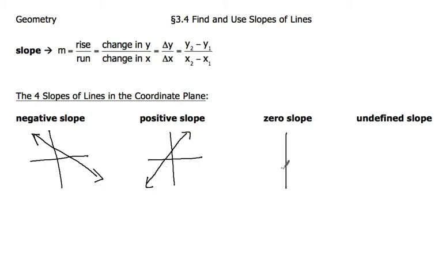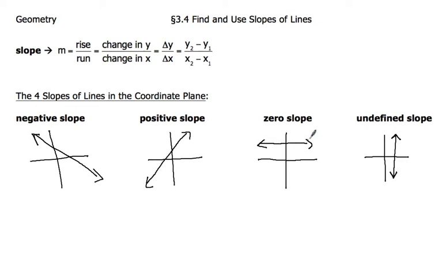A zero slope. Now when you have a zero slope, that's just a horizontal line. Now it could be above the x-axis, it could be below the x-axis, but zero slope will look like that. And then undefined slope. On the coordinate axis, your undefined slope is going to be a vertical line. And it could be on either side of the y-axis. So those are the four slopes of lines in the coordinate plane.